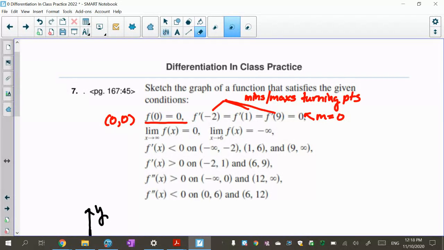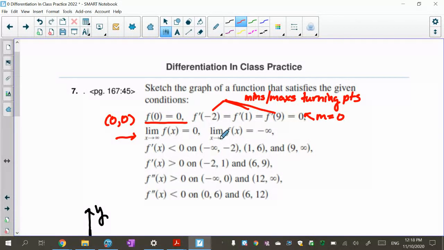Then, what other information did they give us? Oh, they said the limit as x approaches infinity of my function is equal to 0. So that means when I go to the right, my right tail is going to approach the x-axis. That's like my horizontal asymptote, if you will, y equals 0.